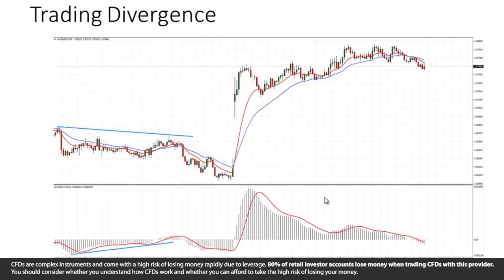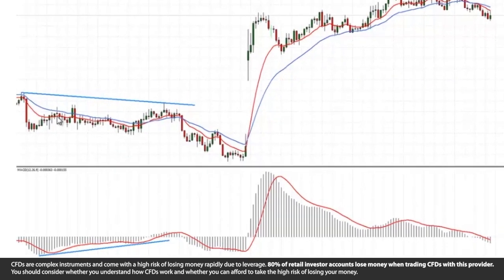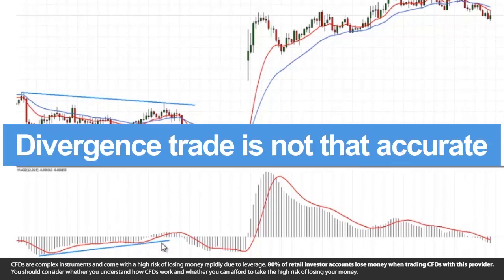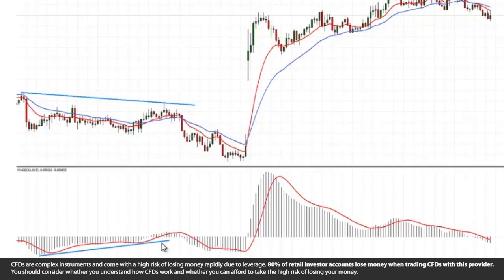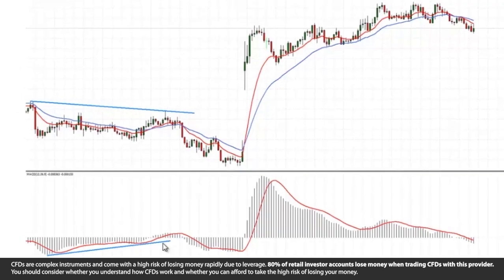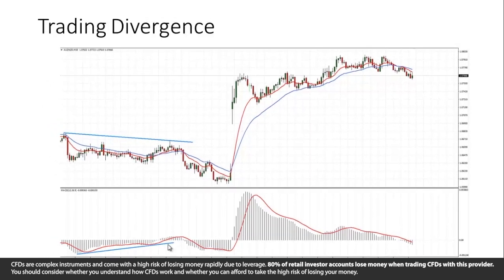One of the most common setups is to identify points on a chart where the price reaches a new swing high or a new swing low, but the MACD histogram doesn't, which signals a divergence between price and momentum. Unfortunately, the divergence trade is not that reliable or accurate. It fails more times than it succeeds. Prices often have several final volatile bursts up or down that trigger stops and force traders out of position just before the move actually makes a sustained turn and the trade becomes profitable.